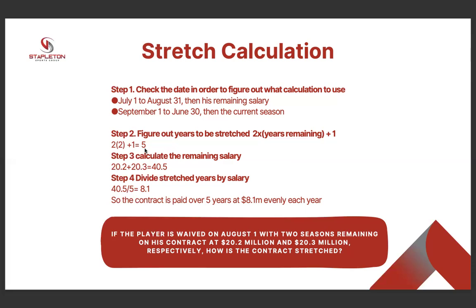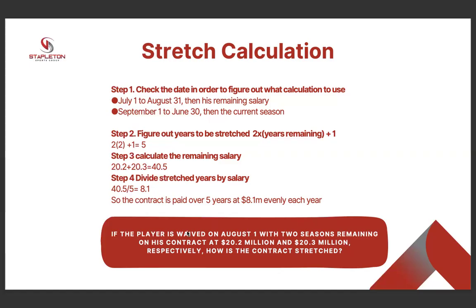Now we have to calculate what the remaining salary is. And remember, because he was waived August 1st, this 20.2, which would have been this year, we have to count. So we take the 20.2 and the 20.3, and that gives us 40.5. Then step 4, we divide the salary by the stretch years. So 40.5 divided by 5 gives us 8.1. So the contract is paid over 5 years at 8.1 million evenly each year. That is a huge difference from this 20.2 million that we owe. We now only owe 8.1 million over the next 5 years.